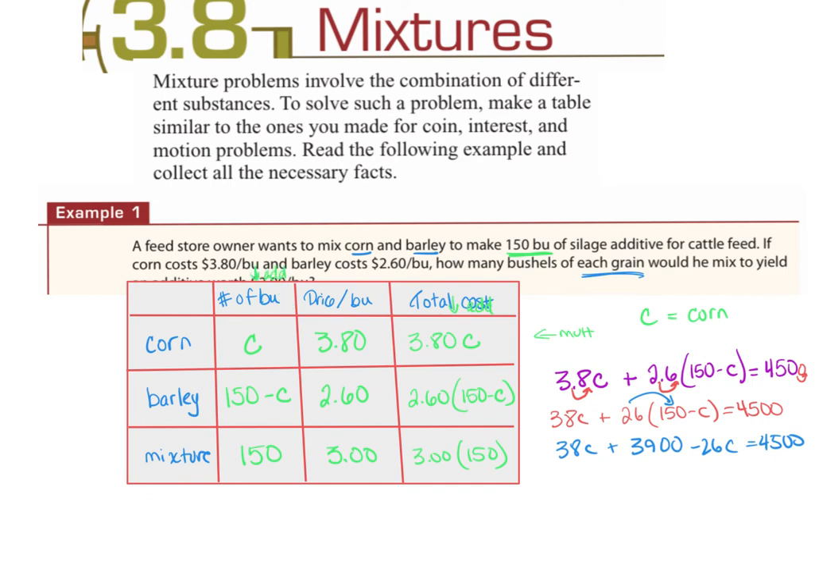What do I do now? I have like terms. What are my like terms? C's. Yeah, my C's are like terms. 38 and negative 26 give me 12. And I can move this 3,900 over, right?